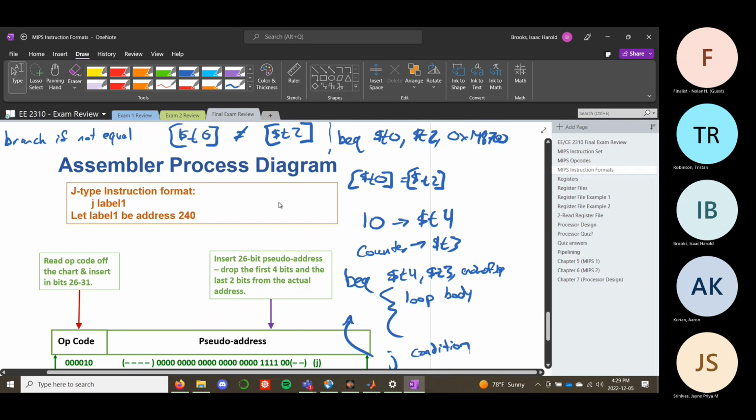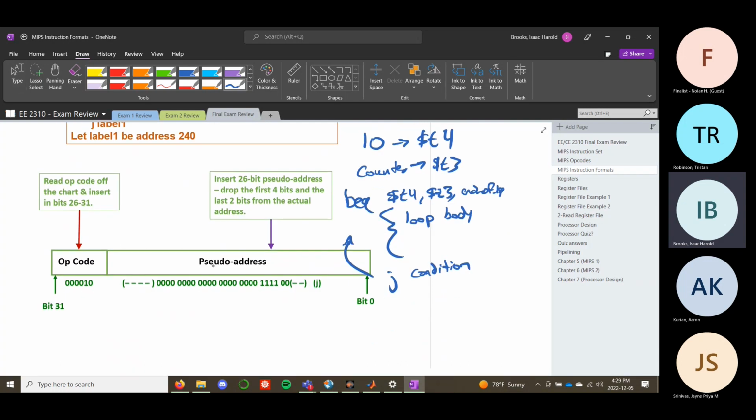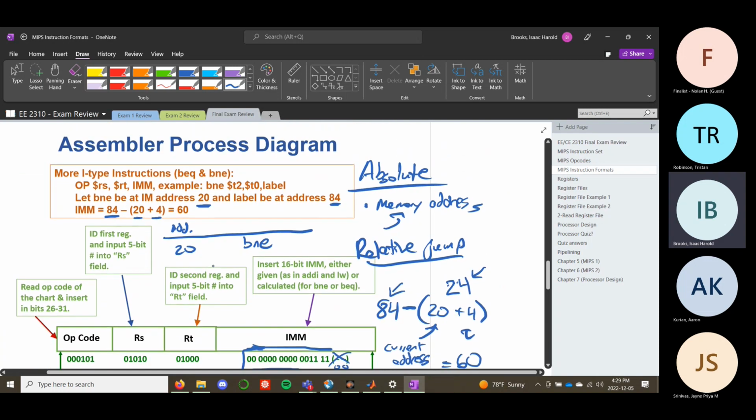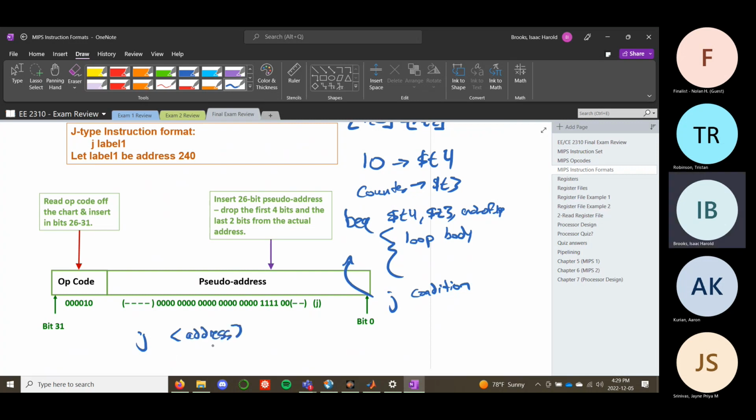So the last type of instruction, which I think is pretty easy, is just the simple jump instruction. It's an unconditional jump. These other ones are conditional jumps because you jump only if this condition is met, if there's an equal or a not equal. But the unconditional jump is just J and then your address or your label, which gets mapped to an address.